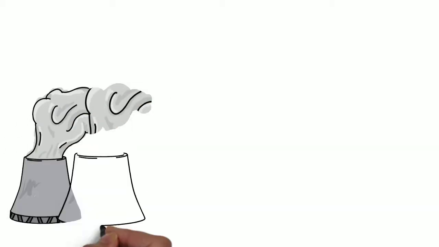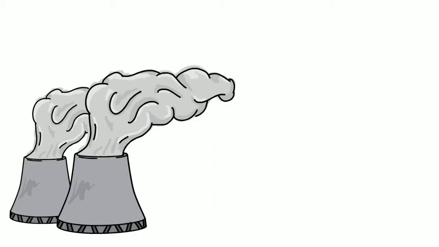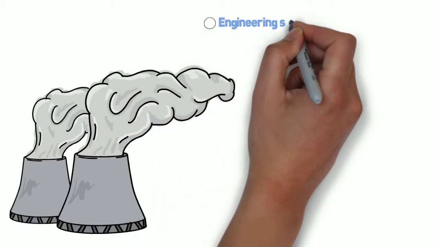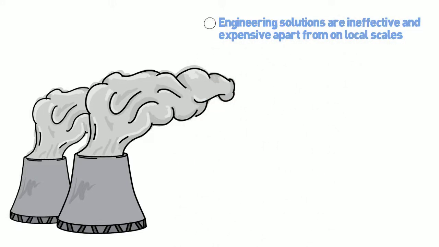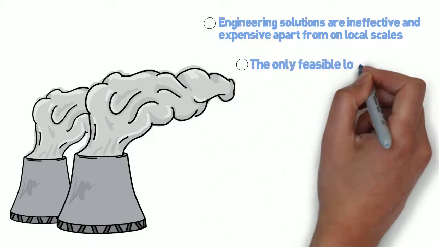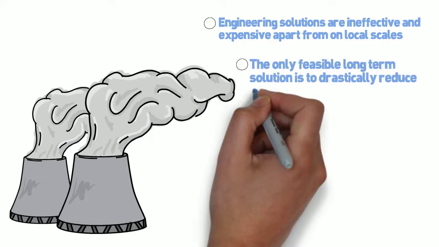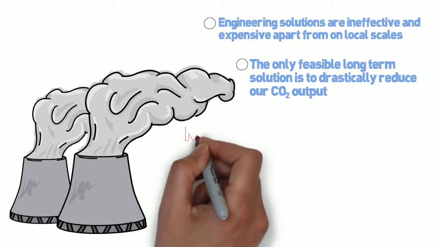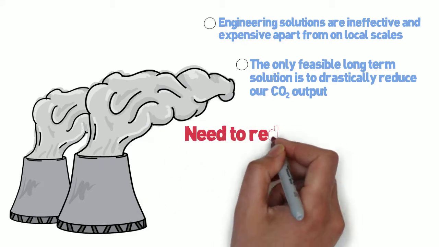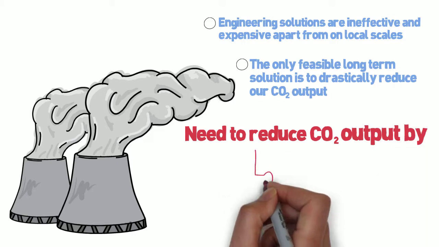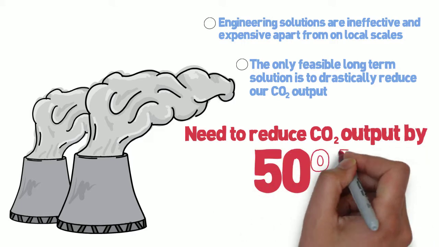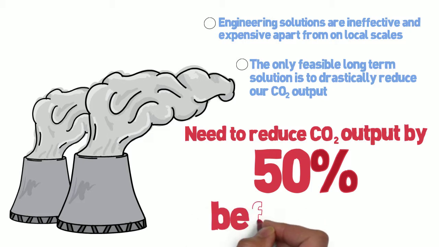Whilst these methods are worth investigating, it is clear that the only feasible long-term solution to ocean acidification is the reduction of the amount of atmospheric carbon dioxide produced by humans every year. In order to avoid substantial damage, it has been suggested that we need to reduce carbon dioxide emissions by at least 50% by the year 2050.